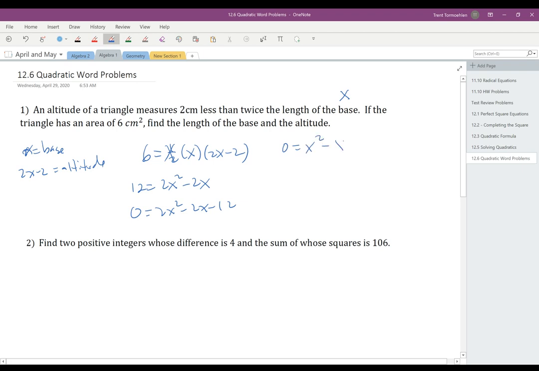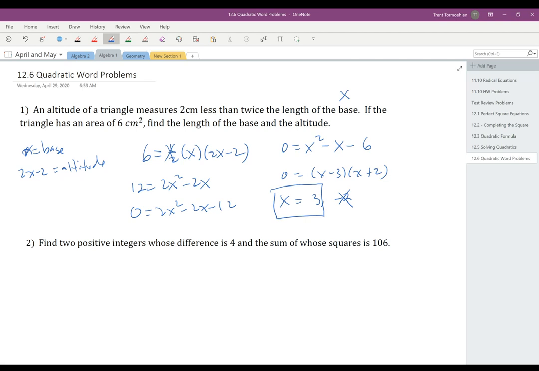And then I've got to decide, all right, how do I solve this quadratic? Well, this one looks factorable to me, and so I'm going to start by trying to factor. And it does turn out that I can factor it, so x is either going to equal 3 or -2. It can't equal -2 because x was the base, and a length has to be positive, and so the correct answer here is 3. If the base is 3, the height would be 3 times 2 minus 2, which would be 4. 3 times 4 times 1/2 is 6.